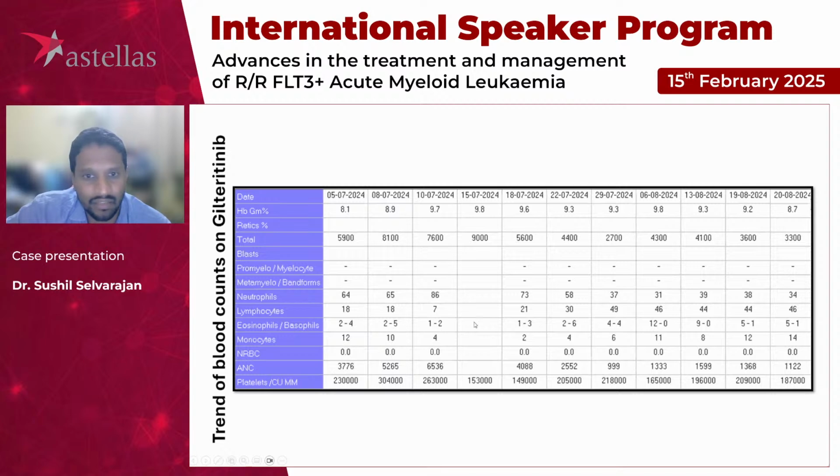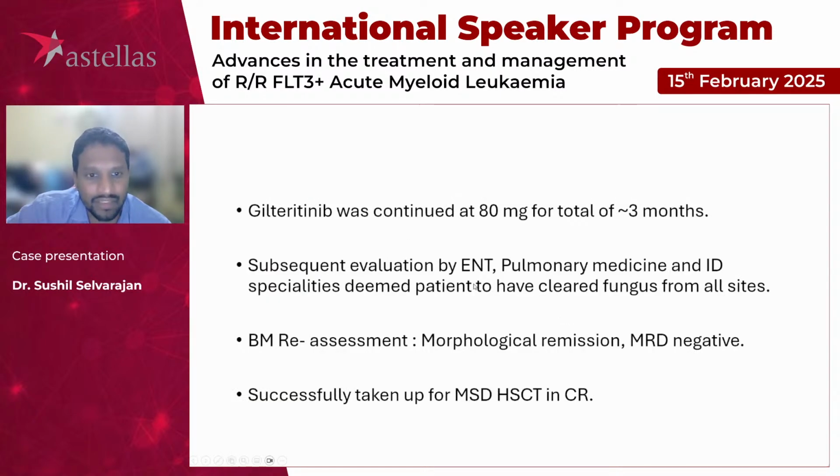You can see here, after we stopped the azacitidine and the cytopenia recovered, over the next 2 months with gilteritinib, her counts really maintained beautifully. And this is something that was really very heartening for us to see. At the end of this, after 3 months, a subsequent evaluation by the ENT people, PulMed, and the infectious disease team deemed the patient to have been fungus-free from all the sites. They did cross-sectional imaging all across the board and found that there was no residual fungal infection. And they actually cleared the patient for a transplant if we felt necessary.